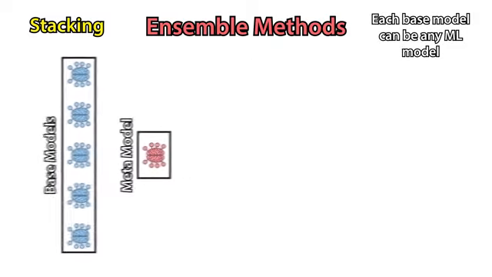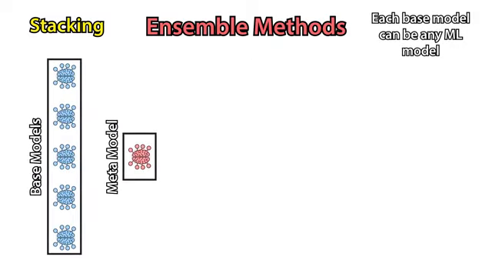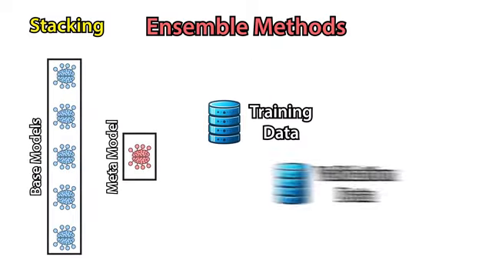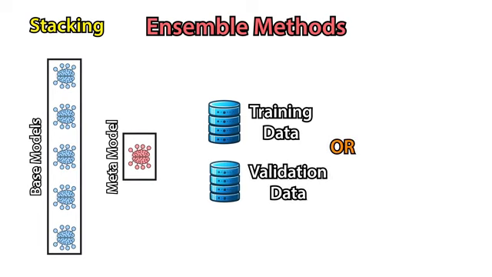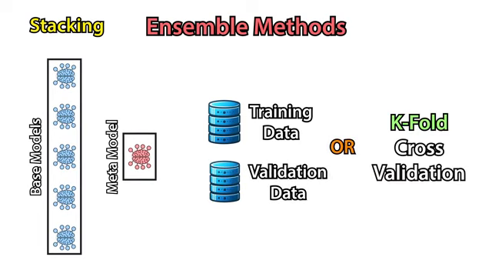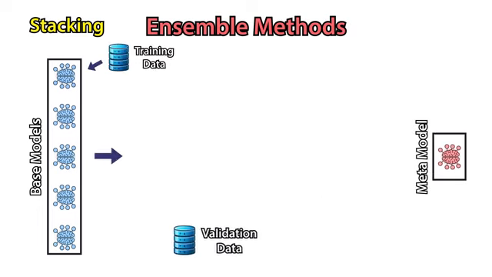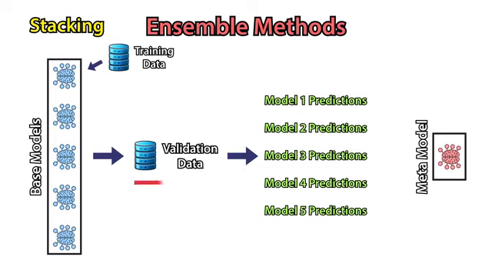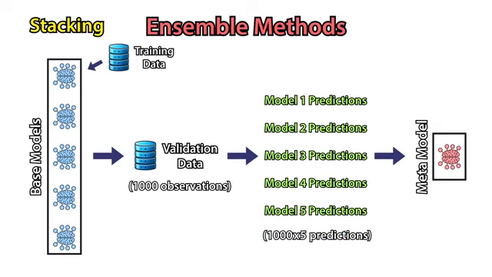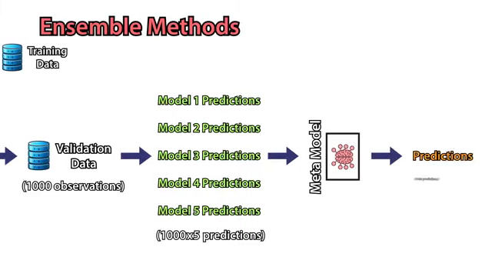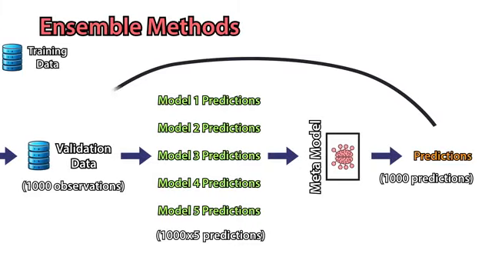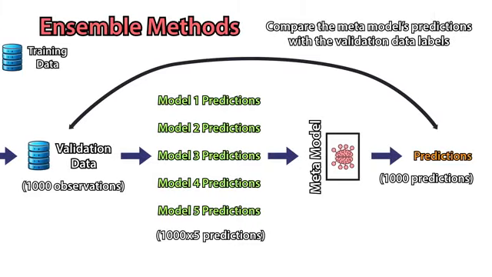Each base model can be any ML model. The data is first separated into training and validation sets. Or you can use k-fold cross-validation instead. You use the training data to train the base models. Each base model generates predictions on a validation set, or sometimes the original data set, depending on the implementation. These predictions are then used as input features for the meta model. The target variable for the meta model remains the original target variable from the validation data.